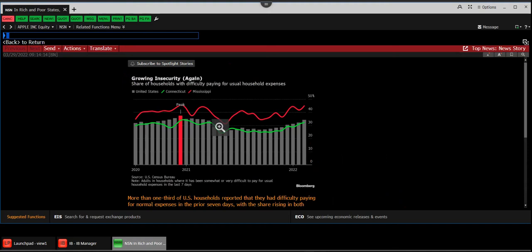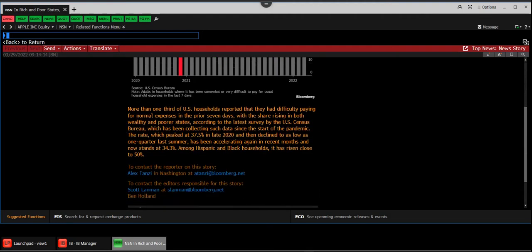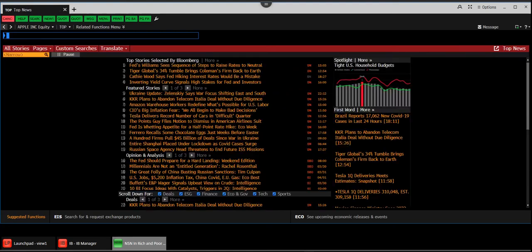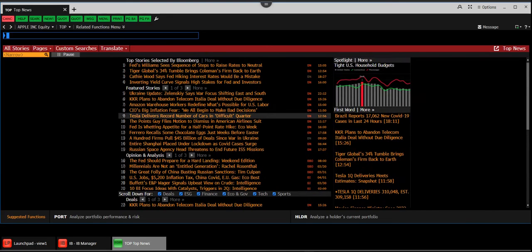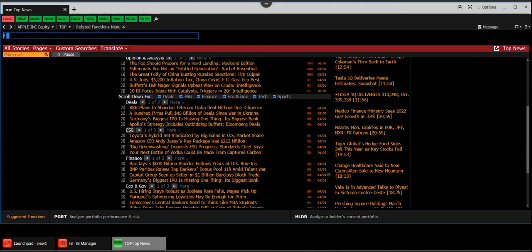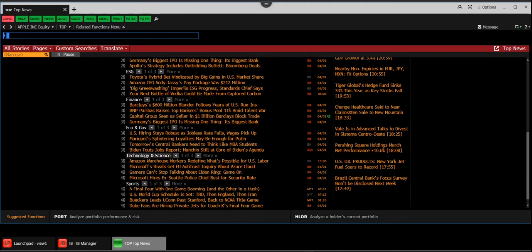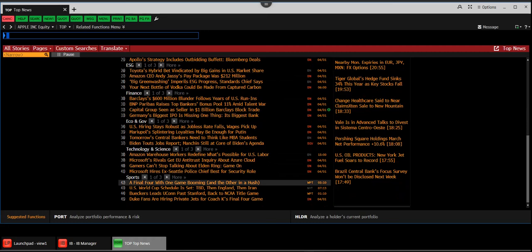So today it's about households with difficulty paying for household expenses, and it goes into great detail. Yeah, it's pretty straightforward, but it has a lot of different types of news, featured stories, opinion analysis, ESG, technology and science. It even has sports.